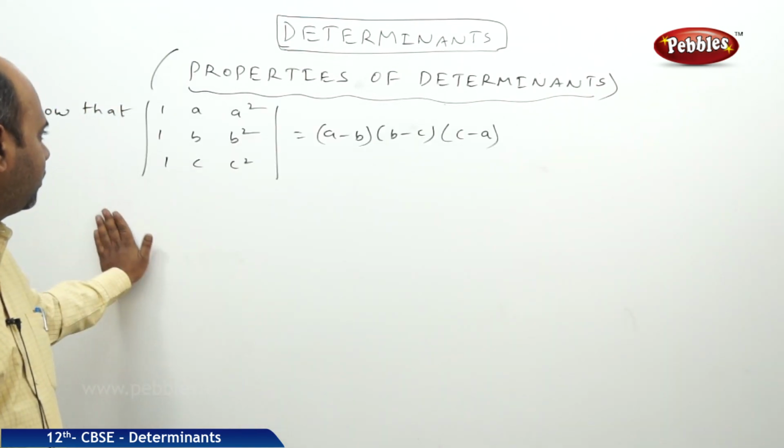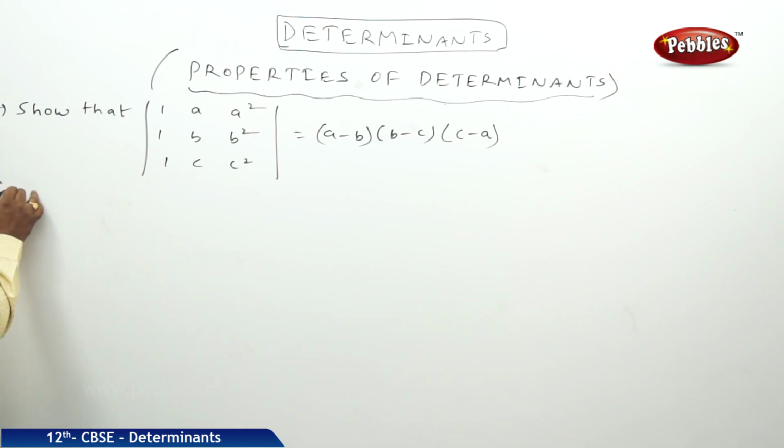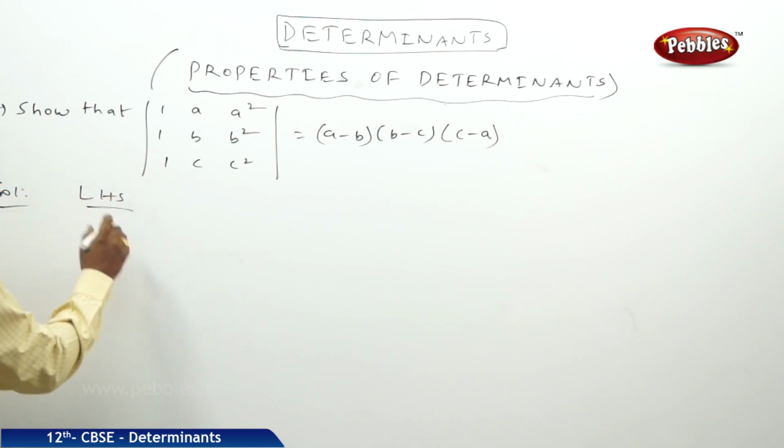Now we shall try to do a small problem based on the properties of determinants. So I'll be going for LHS. What is LHS given to us?